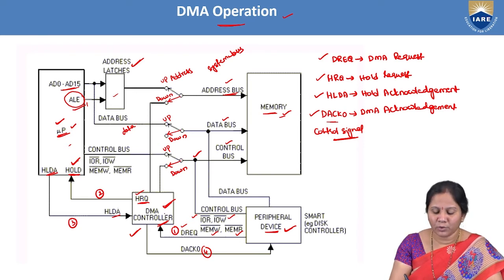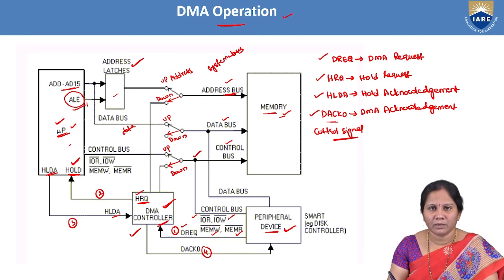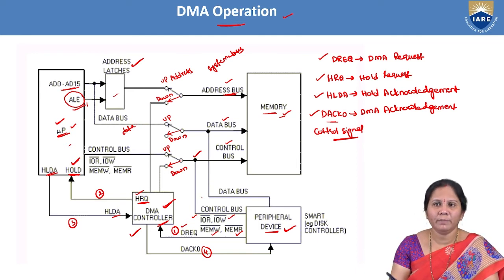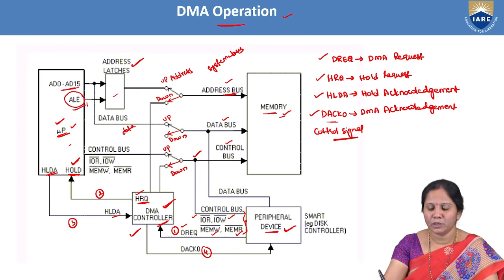So how does the DMA controller send the control signals? The IO read of the DMA controller will be connected to the IO read of the microprocessor. In the same way, the remaining control signals will be connected to the same control signals of the processor. Using these control signals, the read and write operations between the memory and IO devices will be performed. So totally, this block diagram represents how the DMA operation is performed.